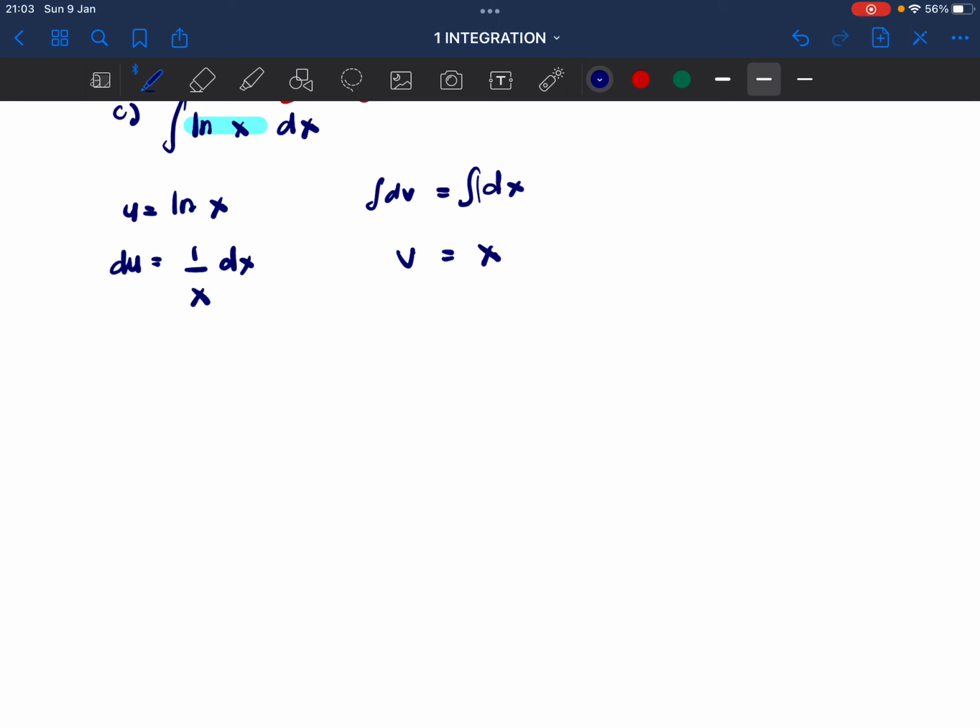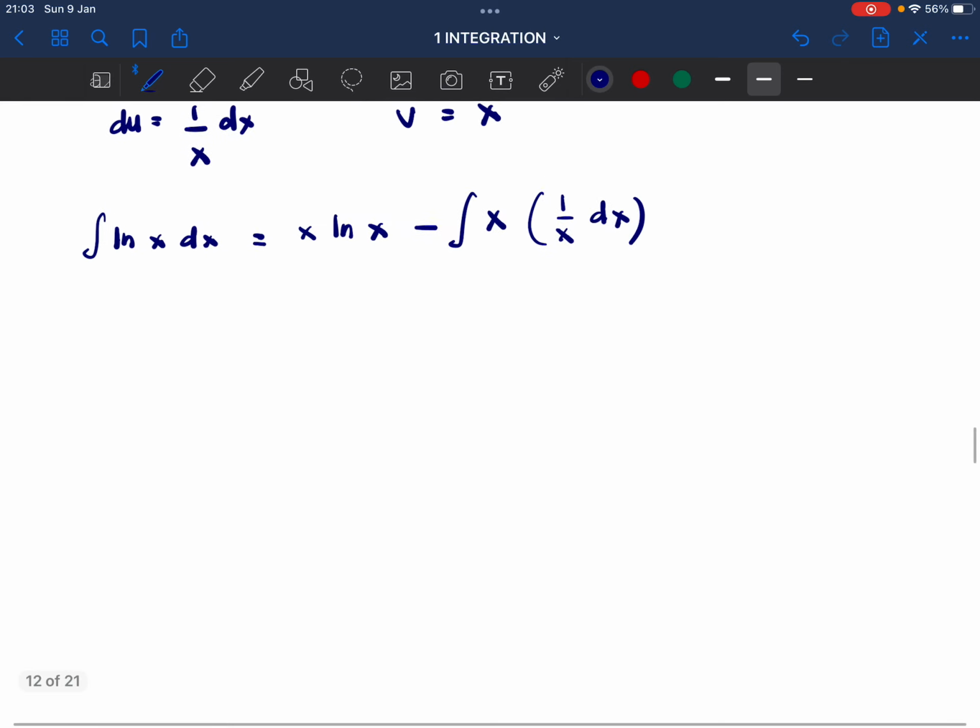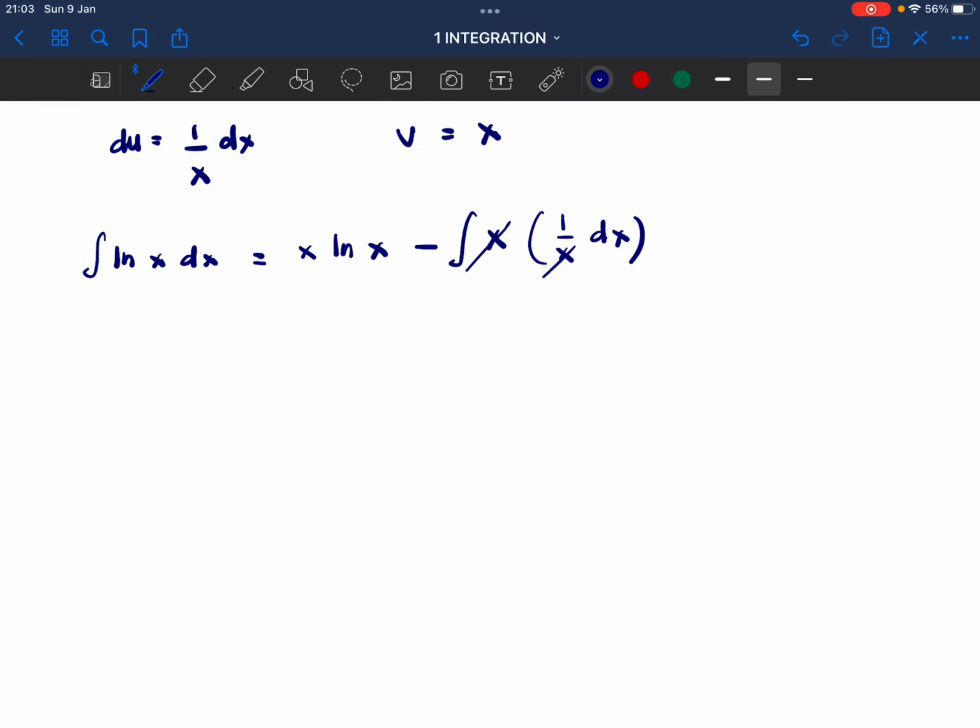Okay, now just sub into the formula. U times v, you will get x ln x minus v du. Integrate v du, 1 over x dx. Okay, so this one we can simplify. So you will get x ln x minus integrate 1 dx. So therefore you will get x ln x minus x plus c. Okay, so that is your answer for integral of ln x.